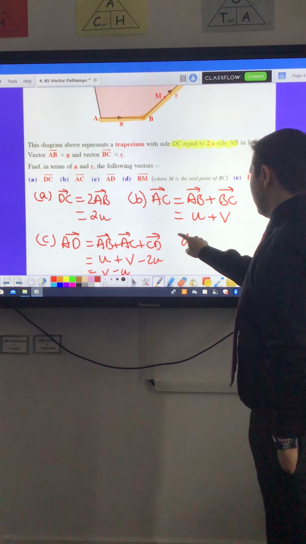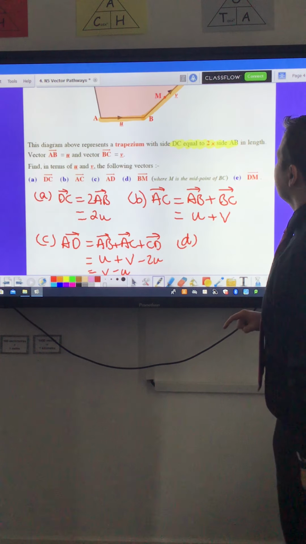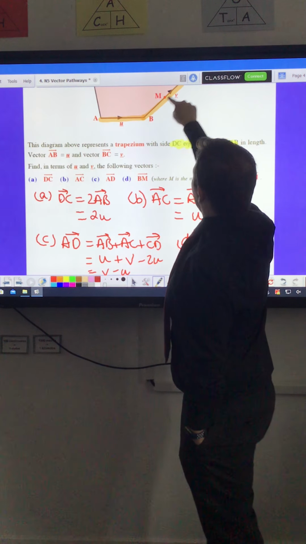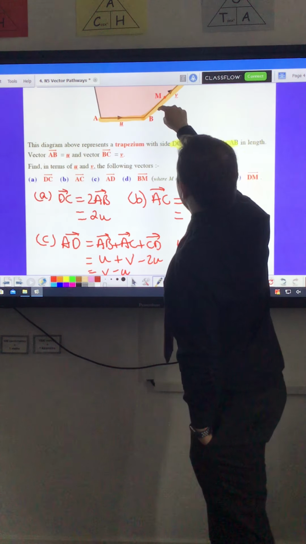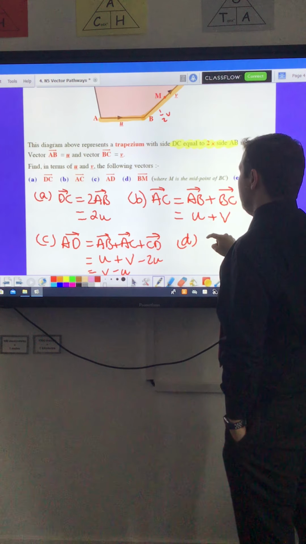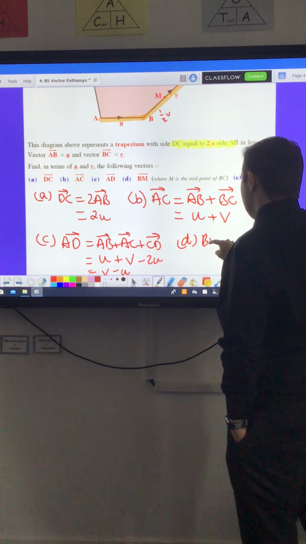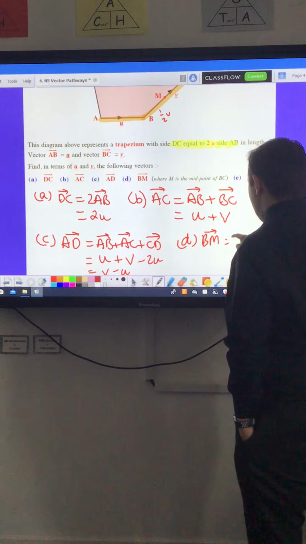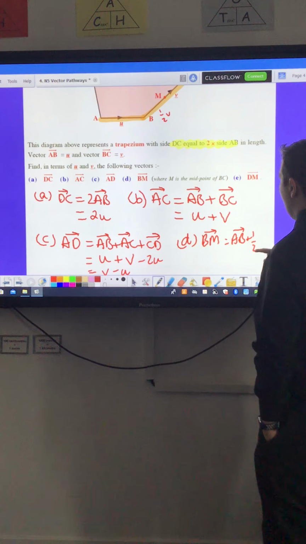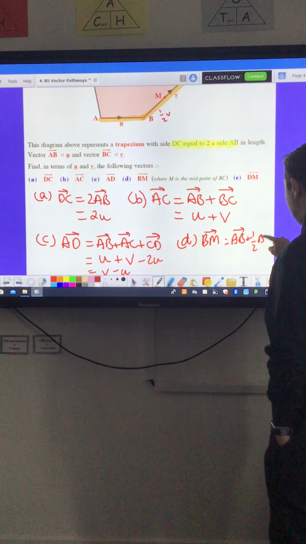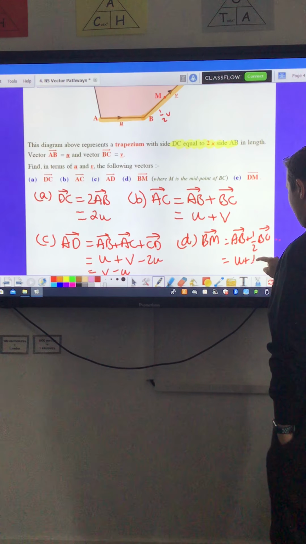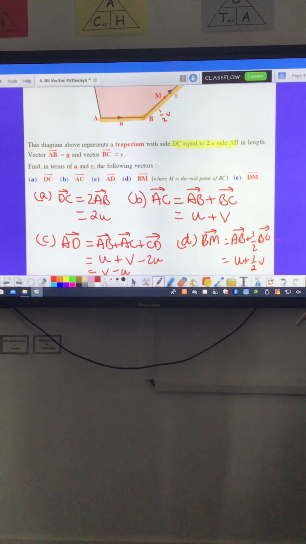Part d, BM. So what I'm doing, you're told M is the midpoint, so if that full bit is v, then that must be half of v. So BM is AB plus a half of BC, which is u plus a half of v.